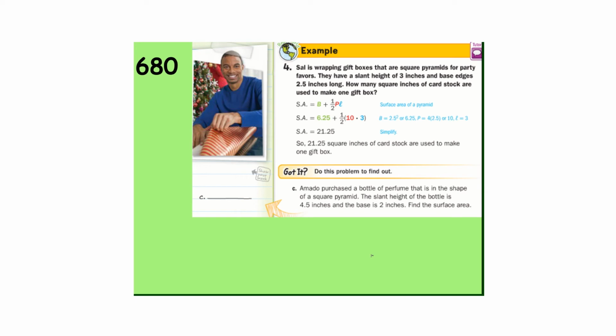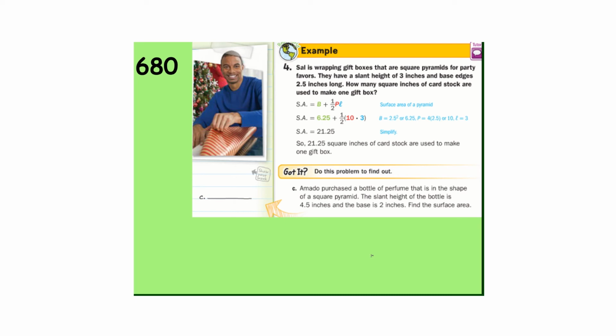So Sal's wrapping the gift boxes, so he needs to know the surface area. They have a slant height of 3 and base edges of 2.5. How many square inches of cardstock is going to be used? They're square pyramids, it says up at the top. Okay, so we find the area of the base. We have 2.5 times 2.5, or 6.25, plus half of the perimeter. Perimeter is 10. The slant height is 3. So the surface area is 21.25.